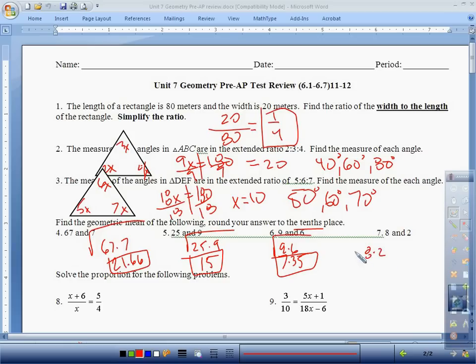8 times 2, square root it, and I get 4. So geometric mean, simply multiply the two terms and then take the square root.